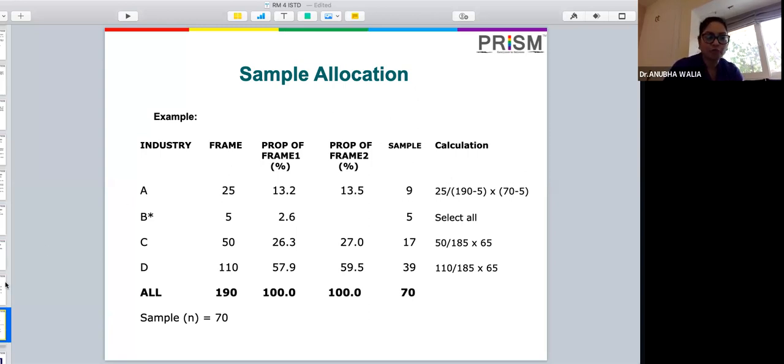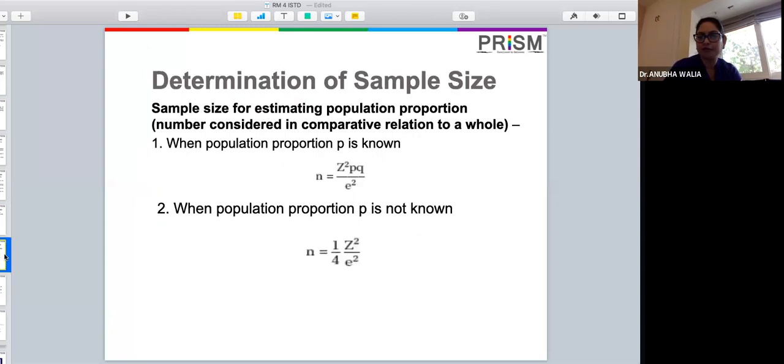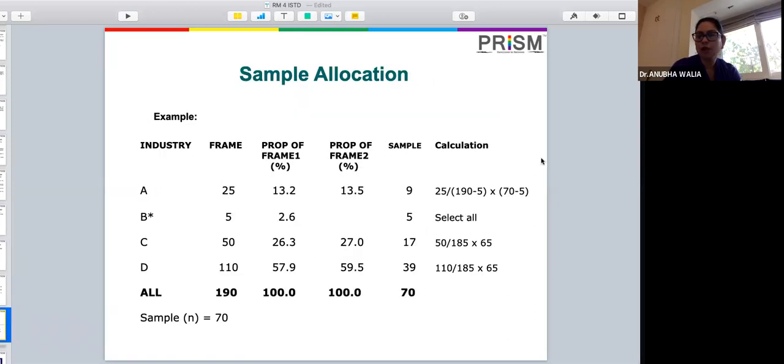By using the formula on this side, when I gave you this, right, I calculate this and the total sample is there. So from the entire population of the frame of 190, the minimum sample I need to collect is 70. Anyhow, I'm not going into the detail of the formulas and the calculation because that is already there in your books and the references, which you can always refer to.